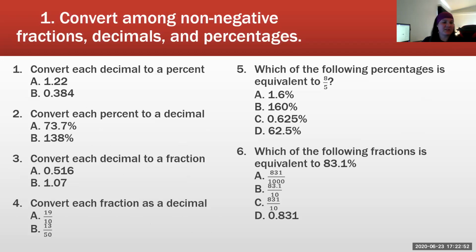What I really advise you to do with this is to have a piece of paper handy. With this question number 1, A and B are not the answers, it's just a heading and a subheading. So the heading for question number 1 is we're going to convert each decimal to a percent, and then we're going to do A and B.